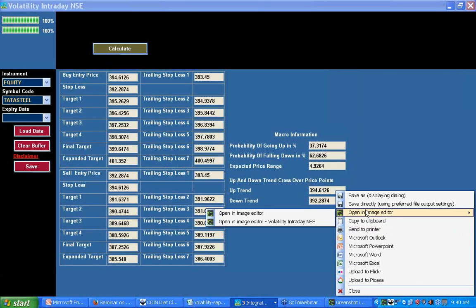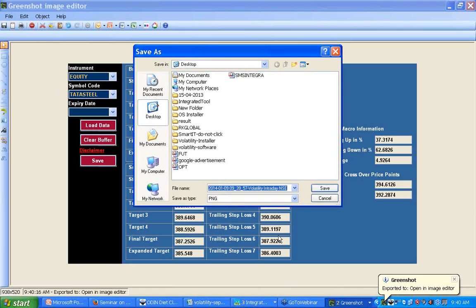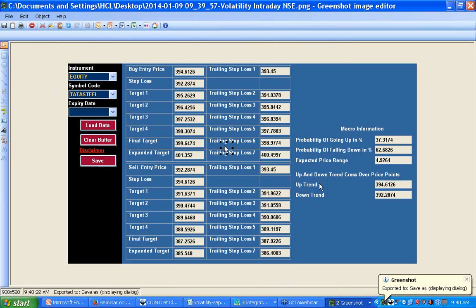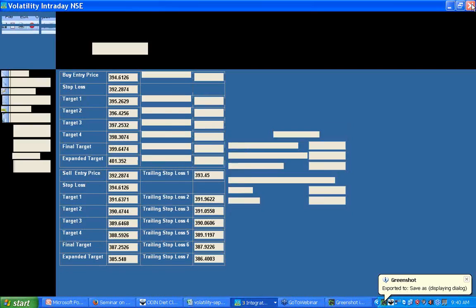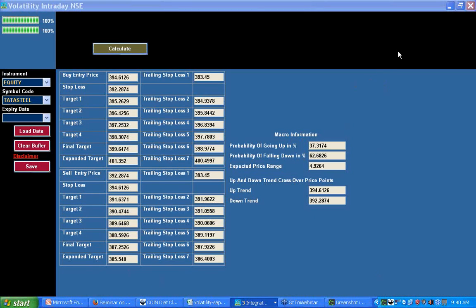So let me save this experiment, let me save this experiment for future use. So 395 and 392 with the stop loss. So this is what for the Tata Steel. So Tata Steel we have taken, as well as Axis Bank.